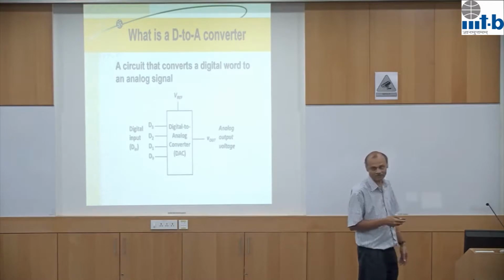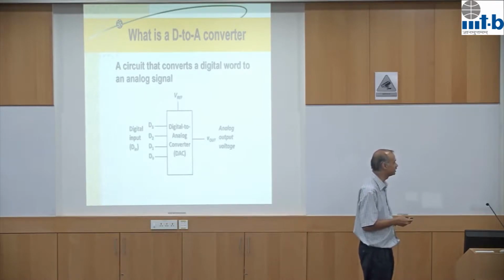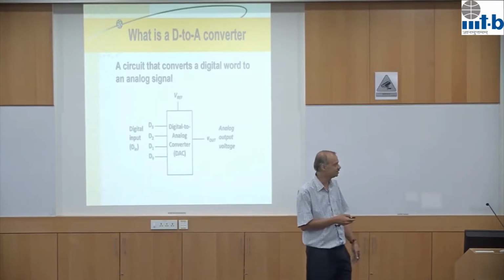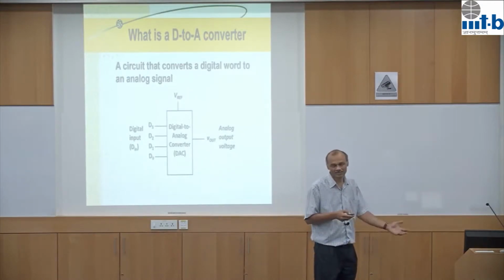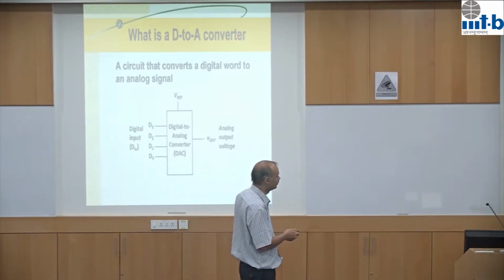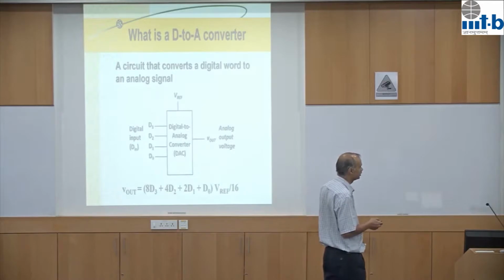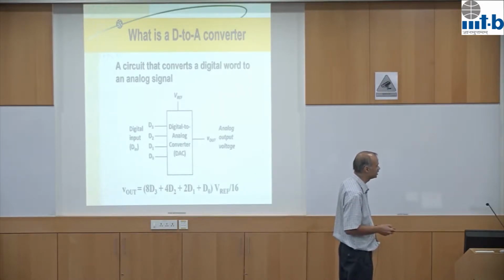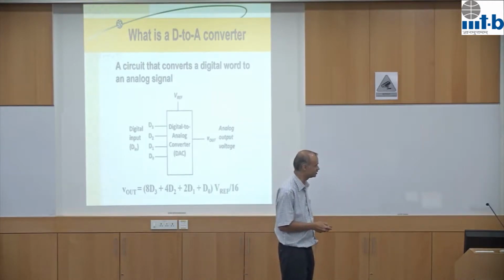So what is a D to A converter? A D to A converter is one that has a digital input and an analog output, and in between is a circuit that does the conversion. The number of bits here is 4. Typically there will be 12 to 16, sometimes 20, sometimes 4, but 10 to 16 is a nominal number. So here is the conversion equation. The output voltage is equal to 8 times D3, 4 times D2, 2 times D1, 1 times D0, times some constant, some voltage divided by some constant.